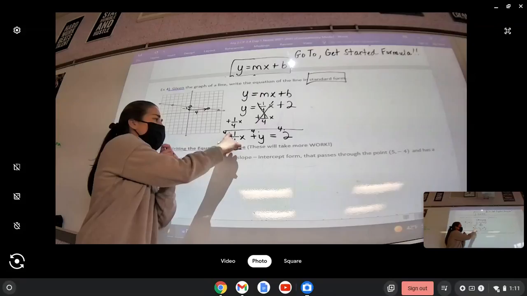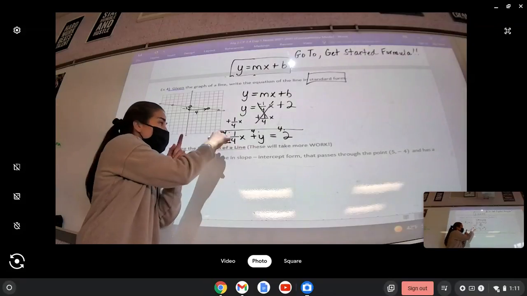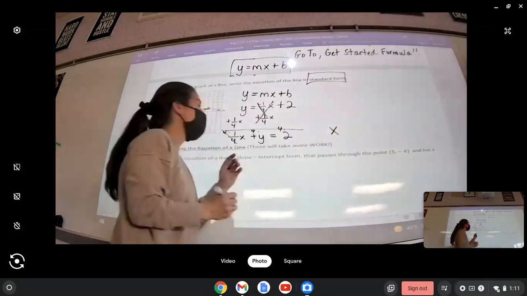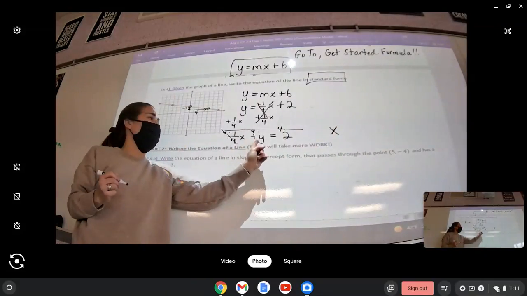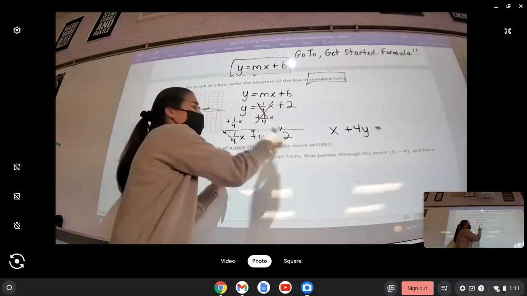You can either do 4 times 1 is who? 4 divided by 4 is 1x. Or cancel your 4's out, and you're left with 1x, which is just x. What's a 4 times a positive y? Positive 4y equals, what's 4 times 2?